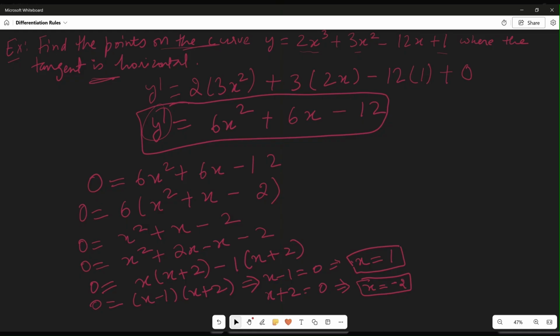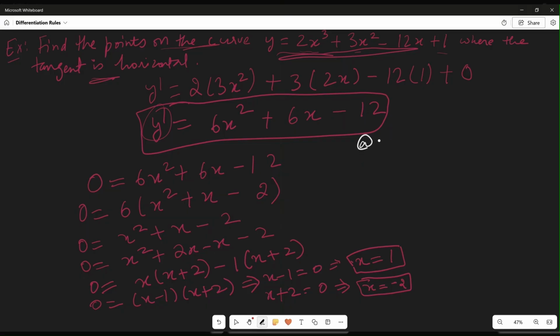Okay, we have the x values now. To find the points, we plug back into our original y, not the derivative. See, I'm already doing the common mistake that we do during exam time as well. So please be aware of this, and let's just plug in the numbers now.